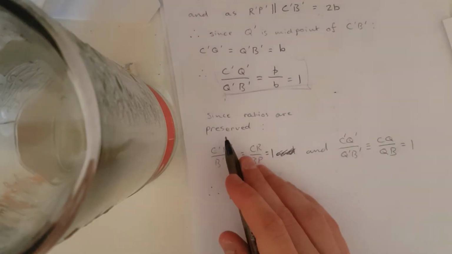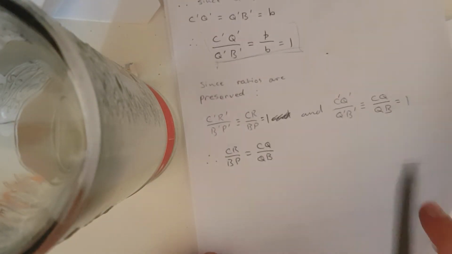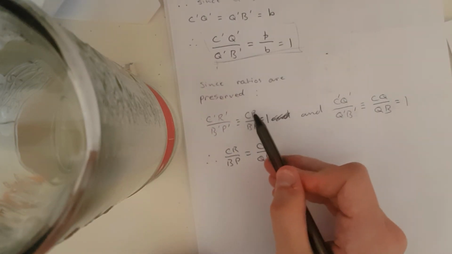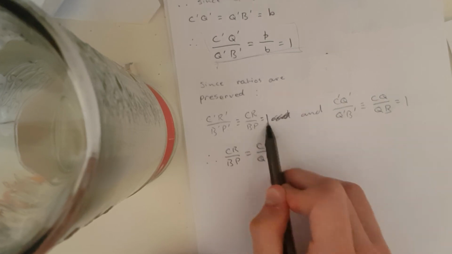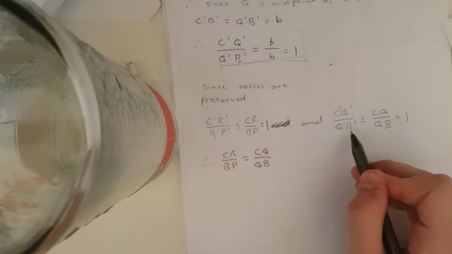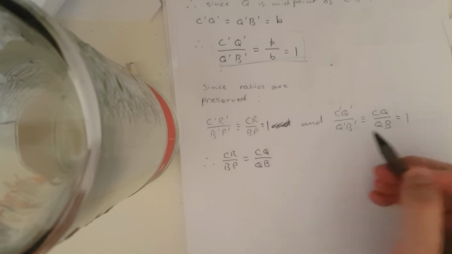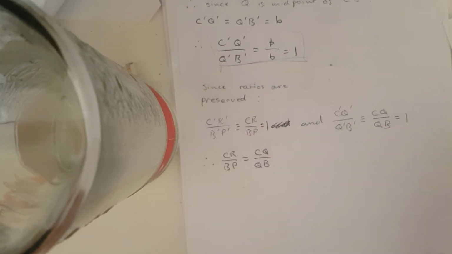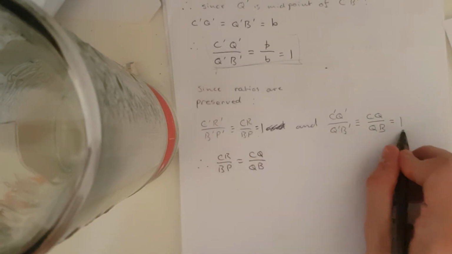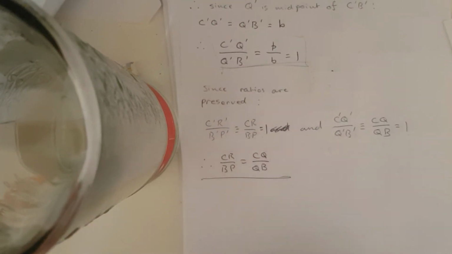And since ratios are preserved in affine transformations, we know that C dash R dash over B dash P dash will be equivalent to CR over BP, and that equaled 1. Similarly, C dash Q dash over Q dash B dash will be equivalent to CQ over QB because it's an affine transformation, and ratios are preserved. So we know they will both still equal 1, leading to our final argument.